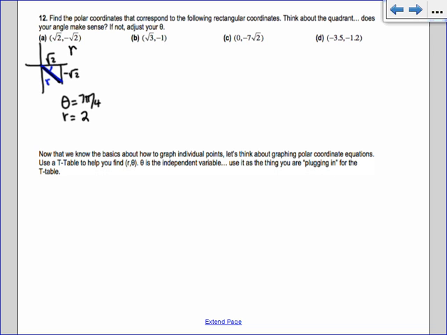I could also do the formula, the square root of root 2 squared plus negative root 2 squared. And that gets it for me as well. All right, so my polar coordinates then are going to be r comma theta, so 2 comma 7 pi over 4. All right, same idea for this next one. So I have root 3, and then I have negative 1.